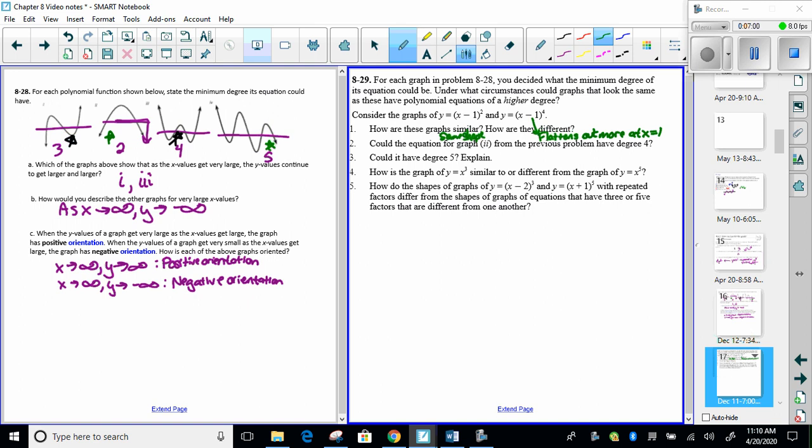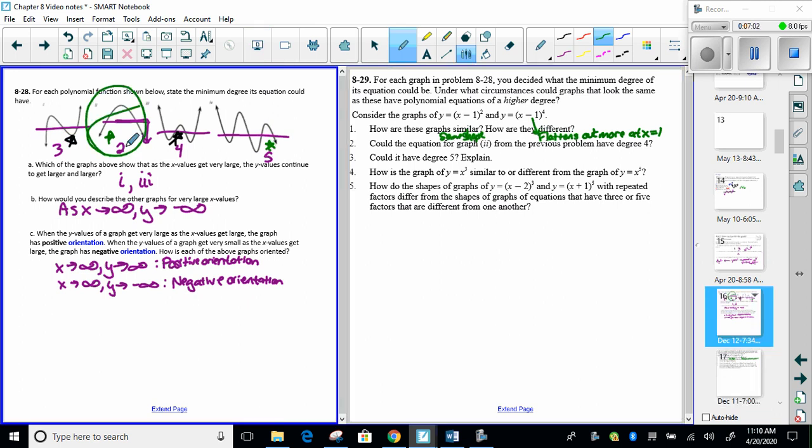Look at the equation from 2 from the previous problem. Could the equation for that graph have a degree 4? So right now it has a degree of 2. So that's what we said. Minimum degree is 2. Could it have a 4th degree? Absolutely. We don't know just by looking at the shape of the graph.